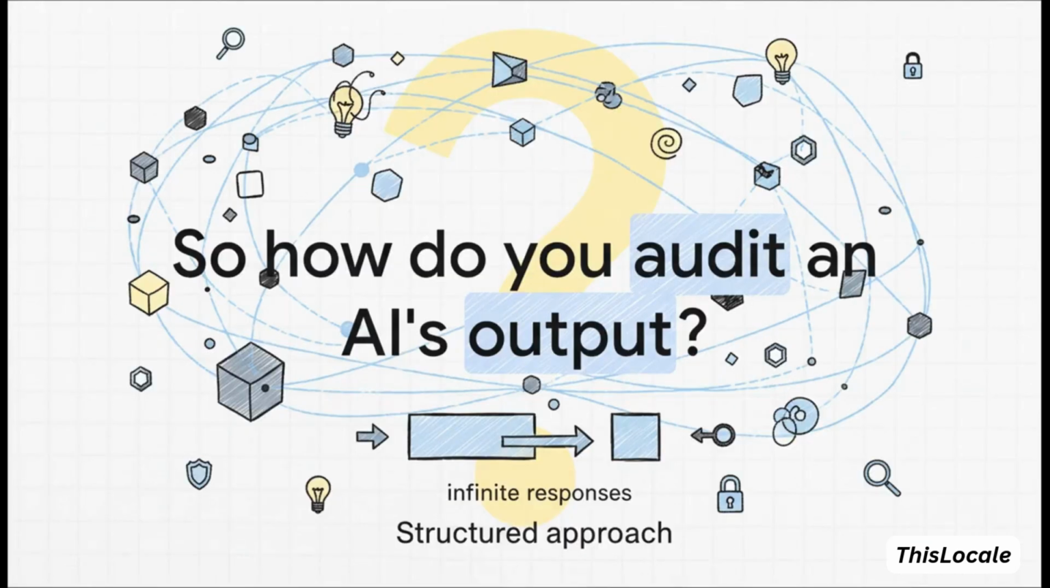So that's the big question, right? How in the world do you build a safety net for something that can generate a nearly infinite number of responses? It sounds almost impossible, but the answer is actually in a structured, really methodical approach.